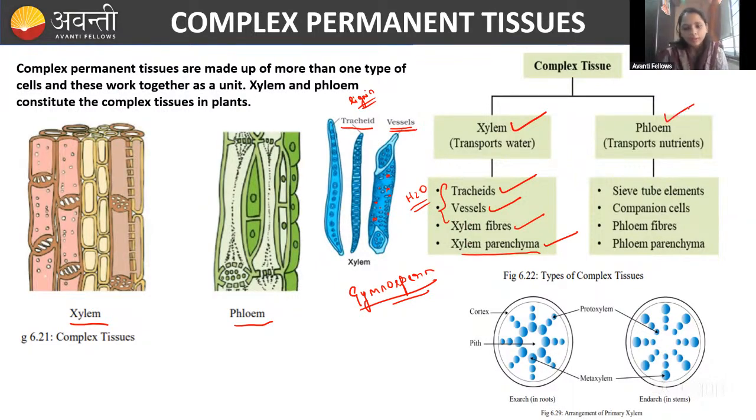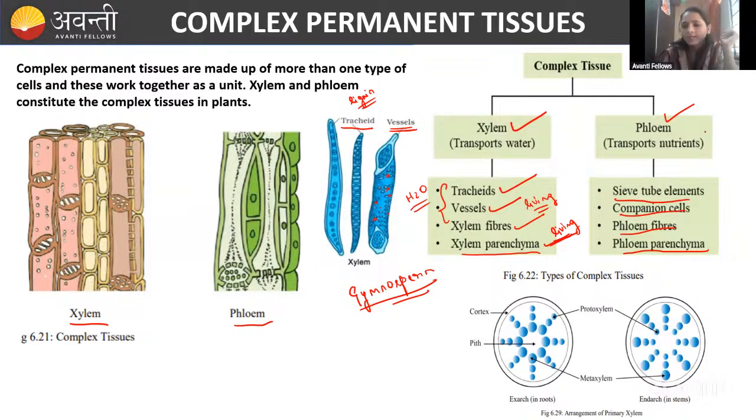Then coming to the phloem, guys. In the phloem, the sieve tubes are there, and the companion cell, phloem fiber, and phloem parenchyma. Here you can see, in the xylem, the only living tissue is the xylem parenchyma. Remember that.